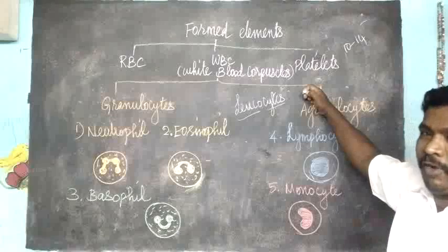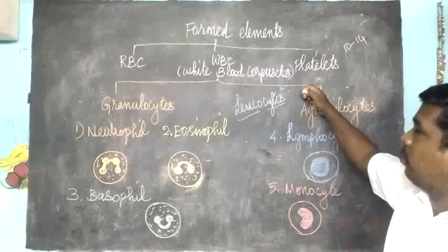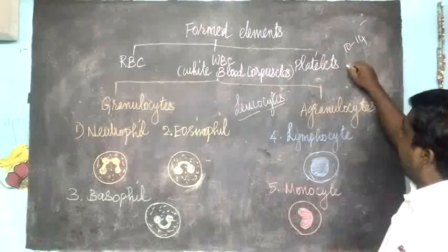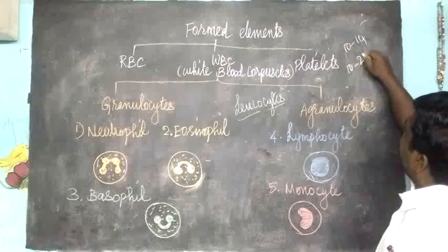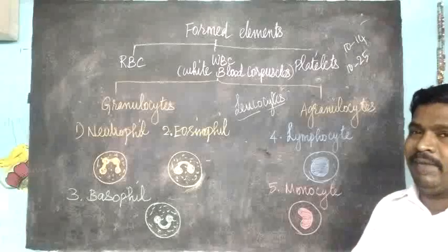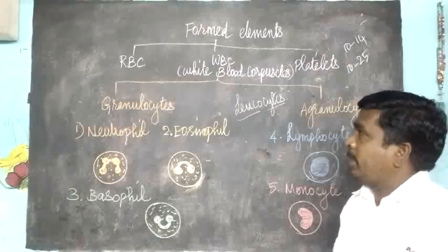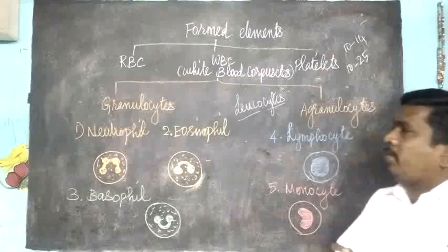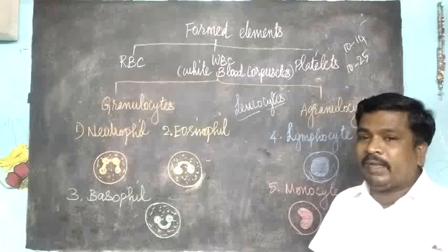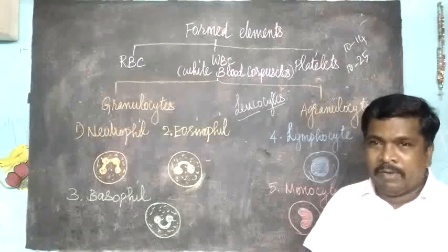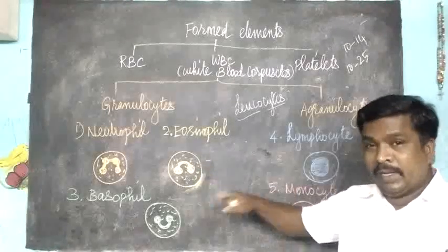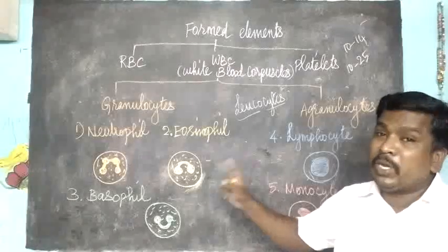Then they destroy by themselves and new cells are formed. In 1 cubic millimeter of blood, the total amount of WBC is 10,000 to 25,000. 25,000 is the maximum, and 10 to 14,000 is the average. These WBC cells differ from RBC, because RBC cells are circular, biconcave, non-nucleated. But these cells are not circular in shape, they are irregular in shape, and they have a nucleus.